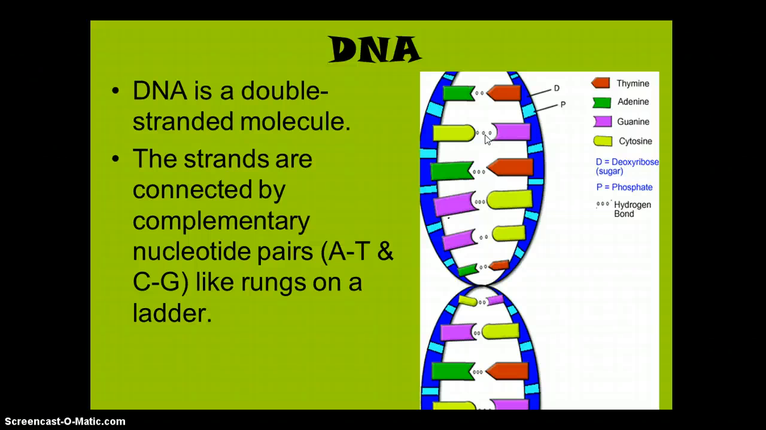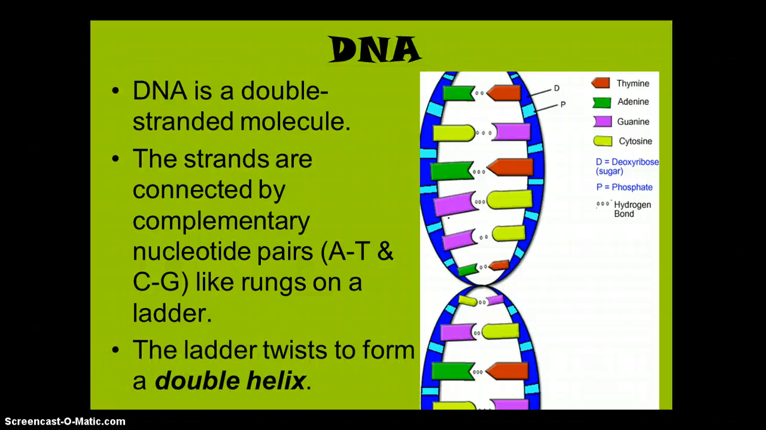That might be a nitpicky question that they ask you on the EOC, but that won't be anything I ask you on tests. The ladder twists to form a double helix, and actually the way it twists and forms is also, again, through hydrogen bonding.